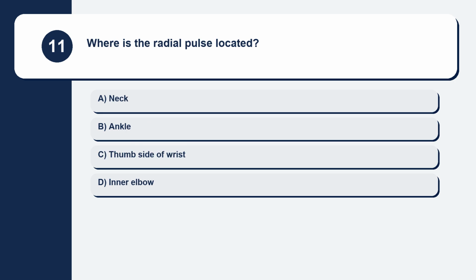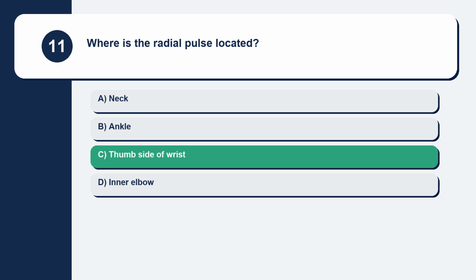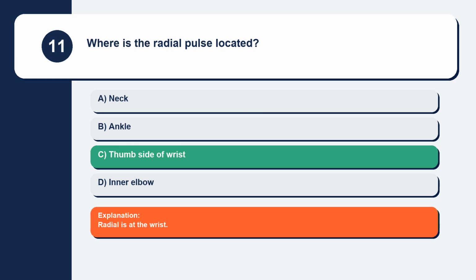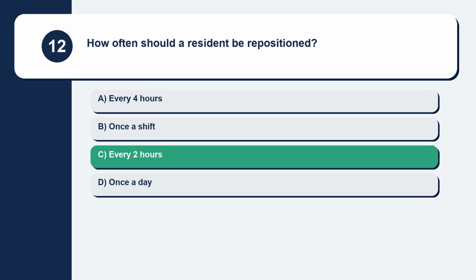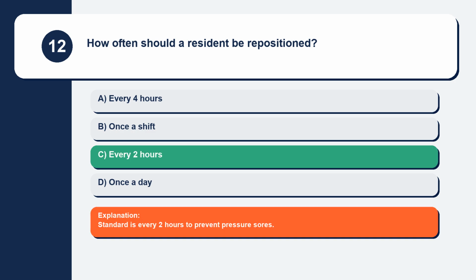Question 11. Where is the radial pulse located? Neck, ankle, thumb side of wrist, inner elbow. Radial is at the wrist. Question 12. How often should a resident be repositioned? Every 4 hours, once a shift, every 2 hours, once a day. Standard is every 2 hours to prevent pressure sores.